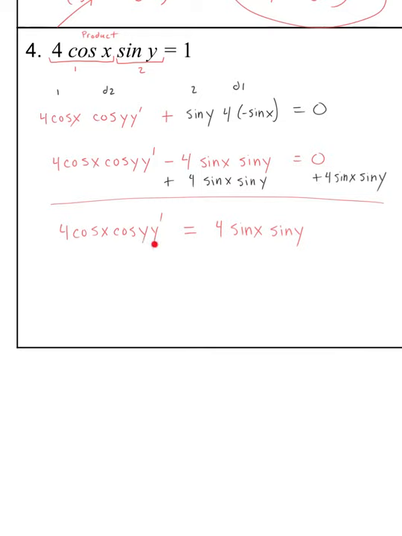Now, lastly, to get y prime by itself, I just divide out. I divide by everything but the y prime. So I divide by 4 cosine of x, cosine of y, both sides. 4 cosine of x, cosine of y. Cancels, cancels, cancels. I've got y prime by itself right here. And here, the 4's cancel. So my final best answer is the sine of x times the sine of y divided by the cosine of x times the cosine of y.